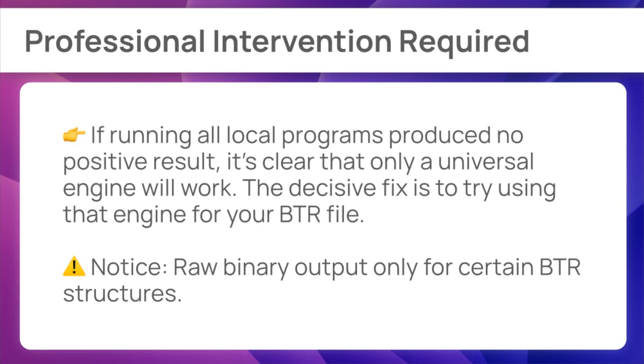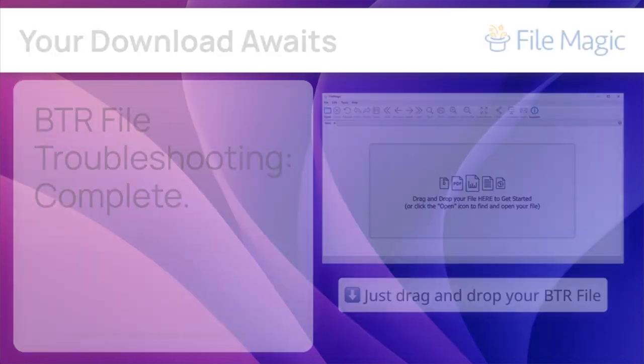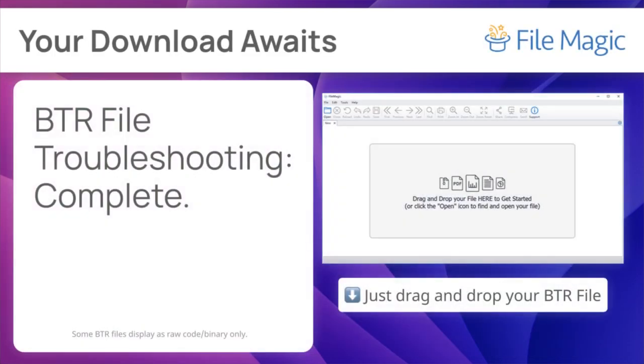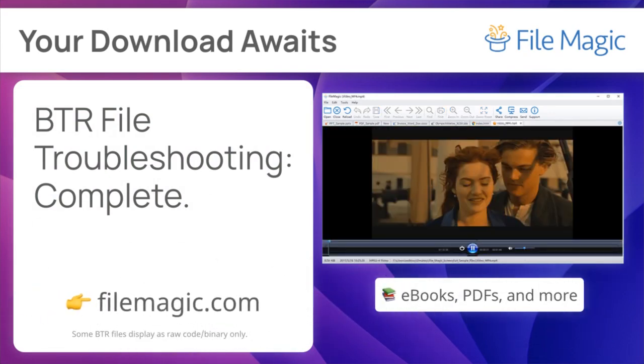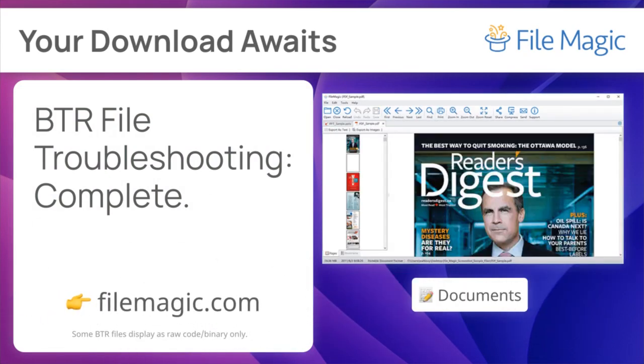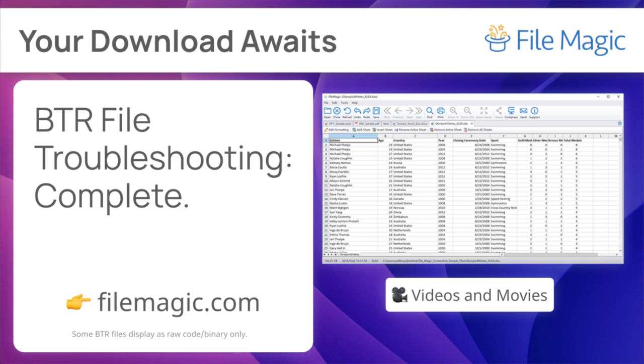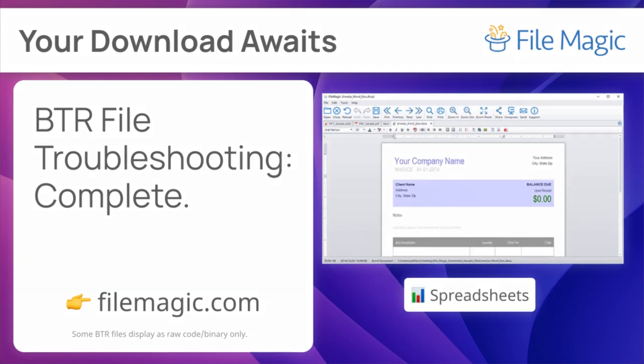The next professional step is to try powerful file analysis software. Stop letting Windows tell you the file is wrong. FileMagick has the unique ability to display content instantly, even when the BTR extension is missing or incorrect. Download it now at filemagick.com.